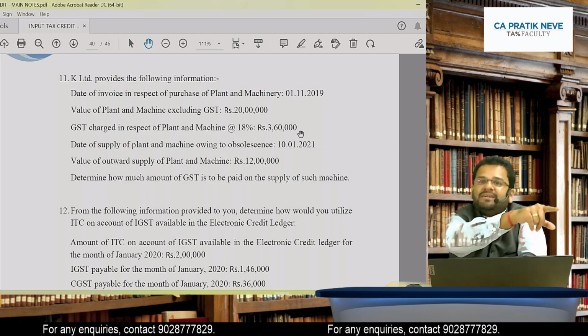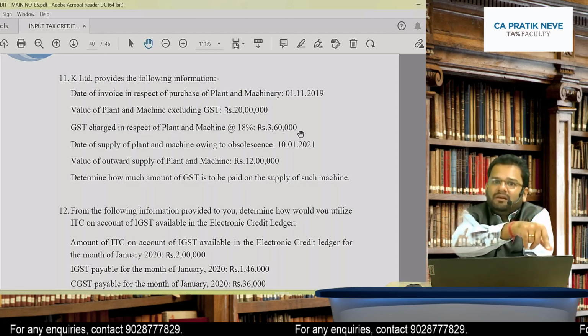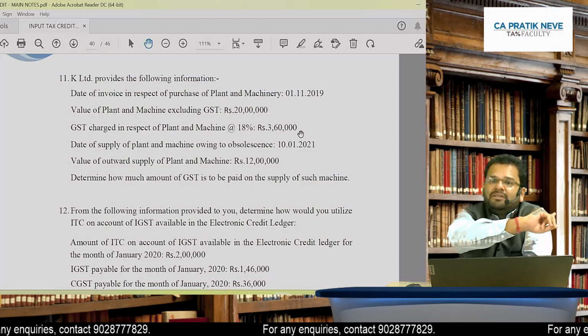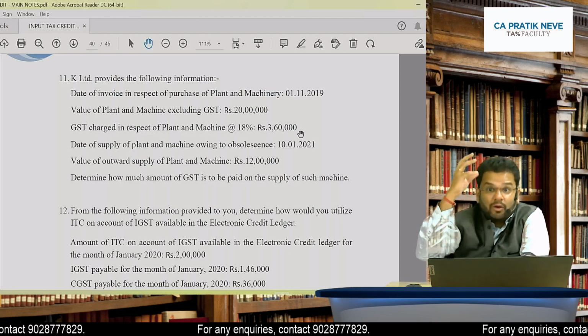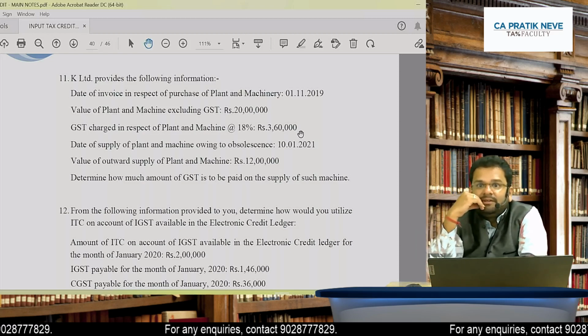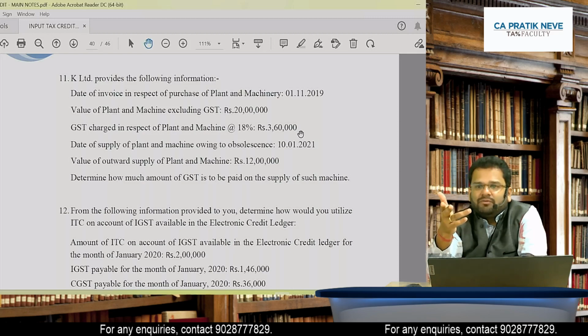But if output of CGST and SGST is not equal and there are different elements in CGST, SGST, balance of ITC, you will accordingly adjust. Remember this, all of you. Then there is no challenge after that.